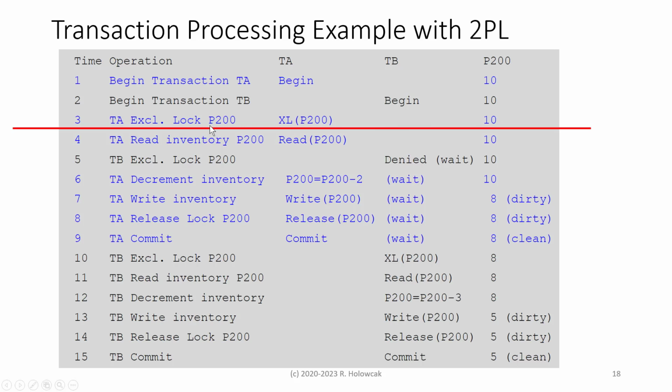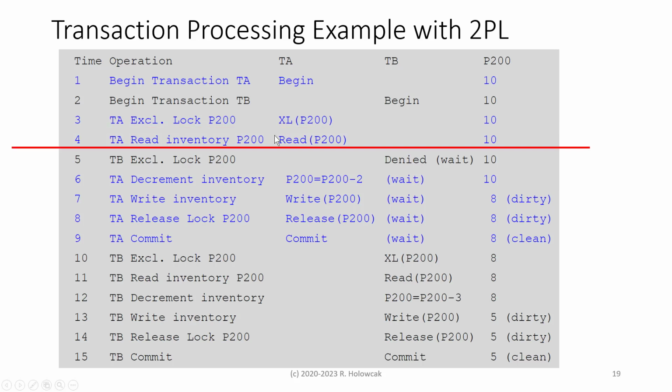Why an exclusive lock? Because eventually transaction A will write to the inventory P200. It will ultimately update or change this item. Therefore, an exclusive lock is required. Now that the lock is accepted, transaction A can read the inventory level. And here at step 4, transaction A learns that there are 10 items in inventory.